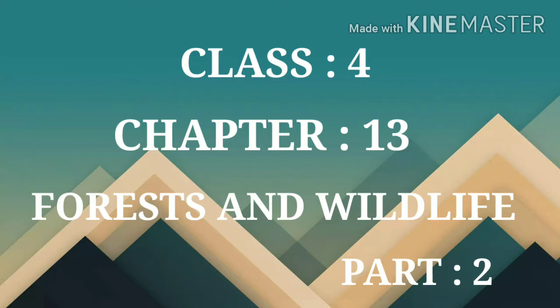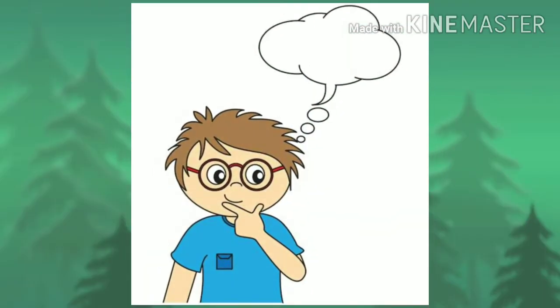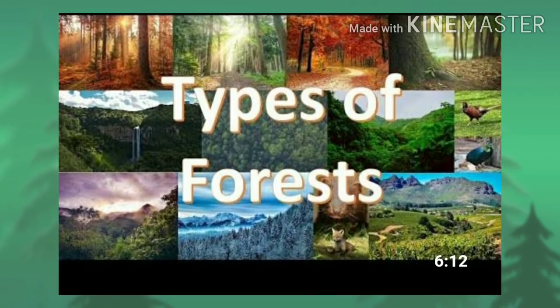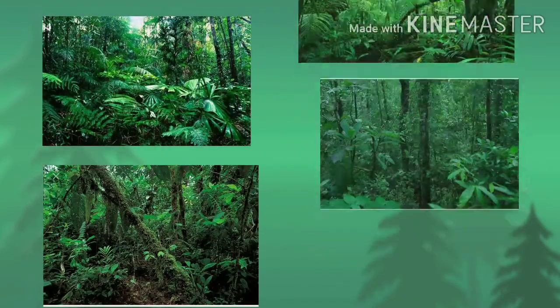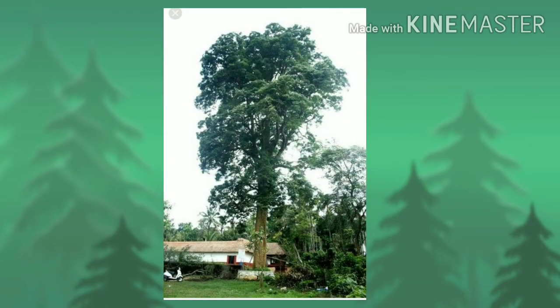Let's continue the chapter that we started earlier, chapter 13, Forest and Wildlife. Let's take a quick recall of what we studied earlier. We studied about forest, as the forest is the home for numerous species. Then we studied types of forest: evergreen, deciduous, mountain forest. I told you that evergreen forests are those forests which remain evergreen throughout the year. Then I told you different evergreen forest, rosewood and all.